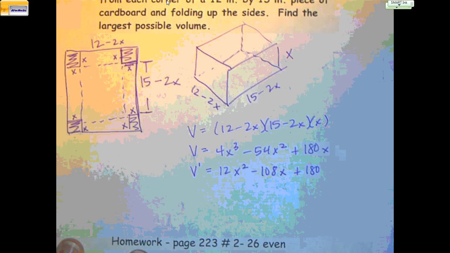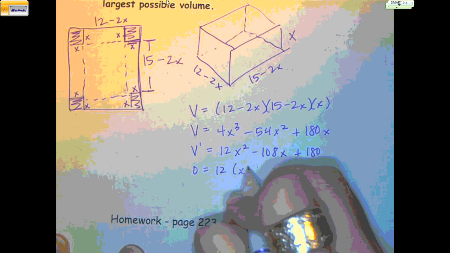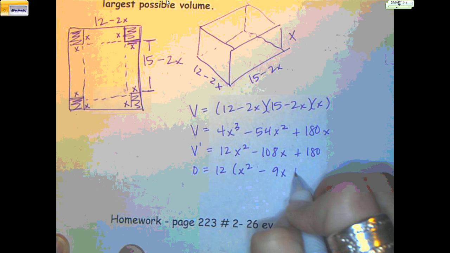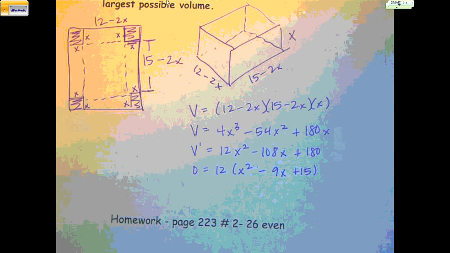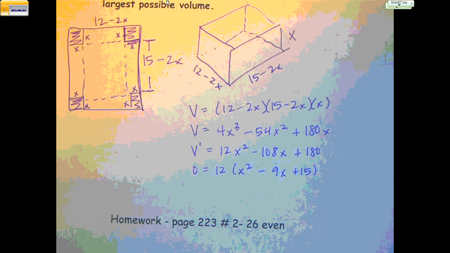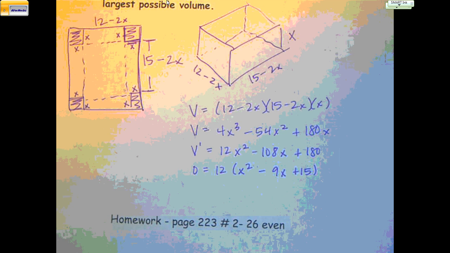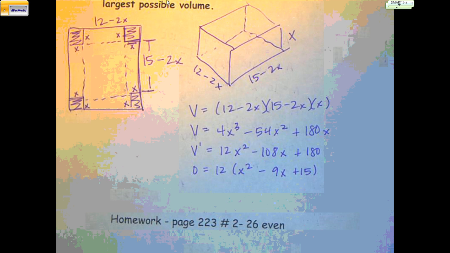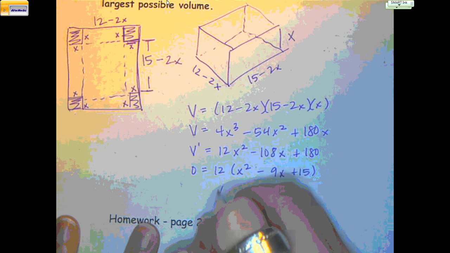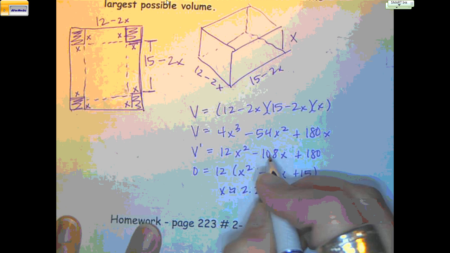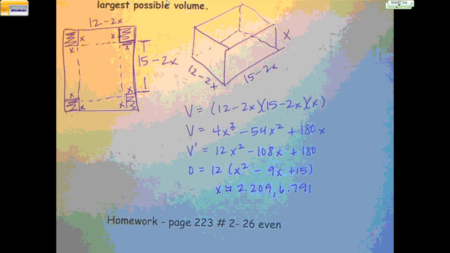What's our next step? Equal to 0. At the same time, I'm going to go ahead and factor out a 12. So I get x squared minus 9x plus 15. Is that factorable? It's not. So you can do quadratic formula. When you do, I'll tell you, you get 9 plus or minus radical 21, all divided by 2. I did figure out what those decimals were this morning. You're going to wind up with approximately 2.209 and 6.791. There are two answers.